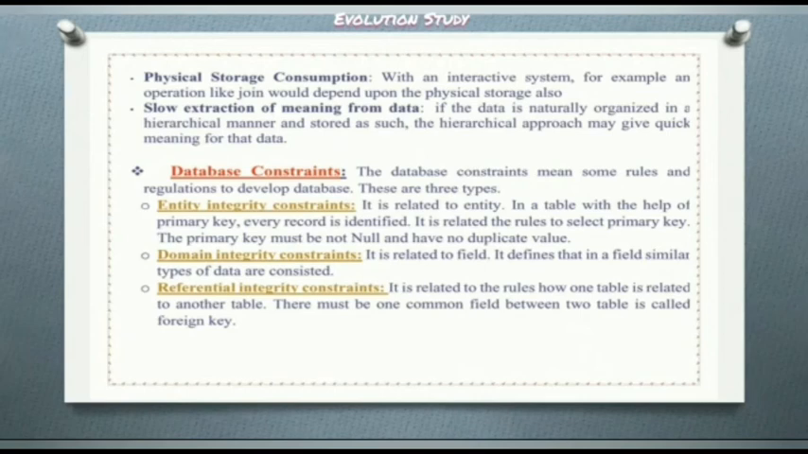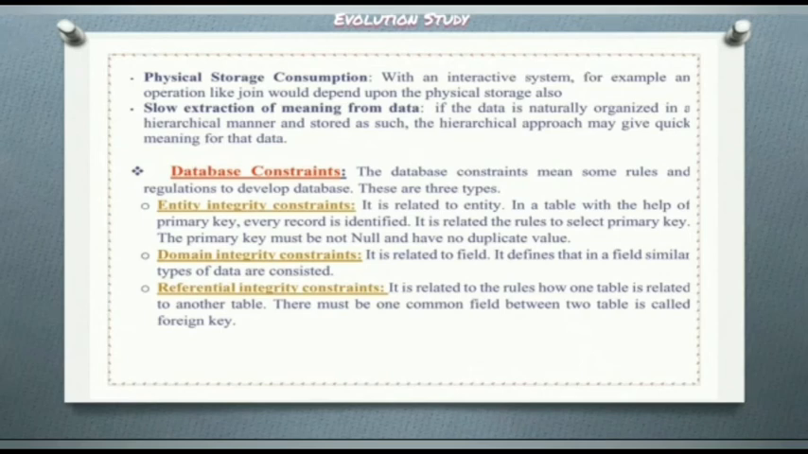Database constraints. Database constraints means some rules and regulations to develop the database. These are of three types. Entity integrity constraints. It is related to the entity. In a table, with the help of a primary key, every record is identified. It is related to the rules to select the primary key. The primary key must be not null and have no duplicate value.